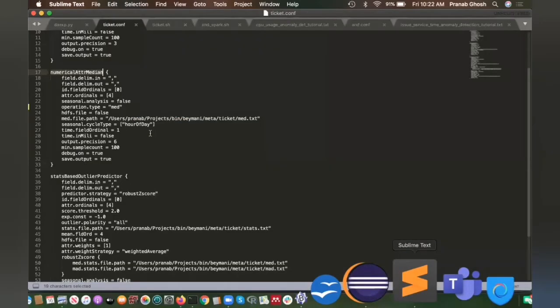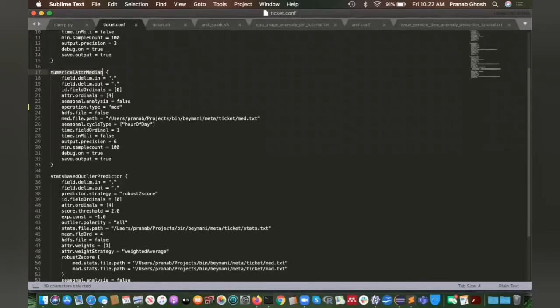So let me quickly go through this configuration. The first two are the delimiters for my input and output. Attribute ordinals tell me which column has the data, which is the service time. I'm referring to all the columns by their index. It happens to be the fifth column, that's why I have a 4 here. I could have multiple data columns, that's why it's an array. If you had multiple data columns, it will do the anomaly detection for each column. Seasonal analysis: there is no seasonal cycle, so it's set to false.